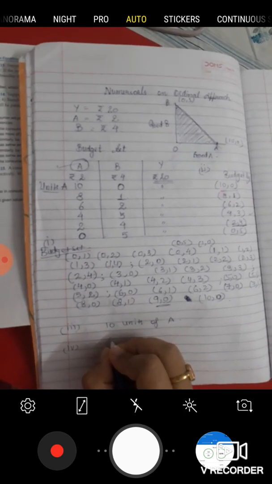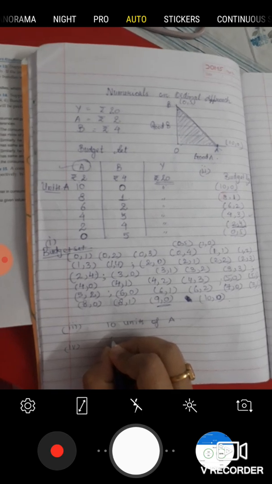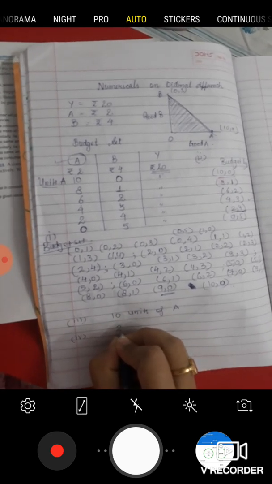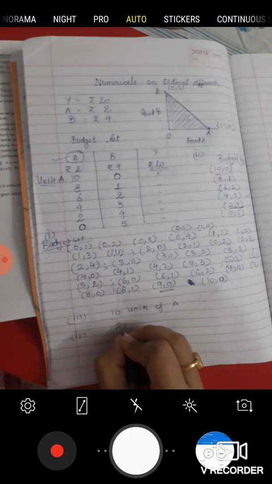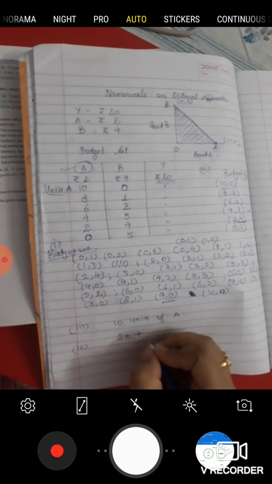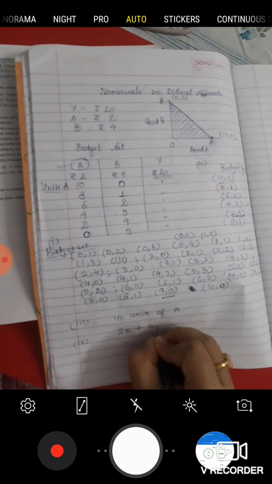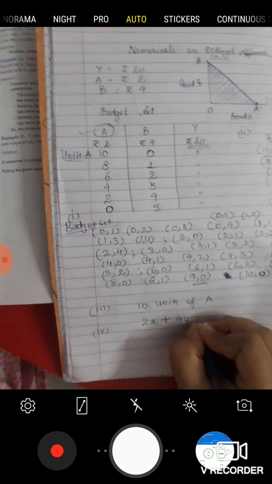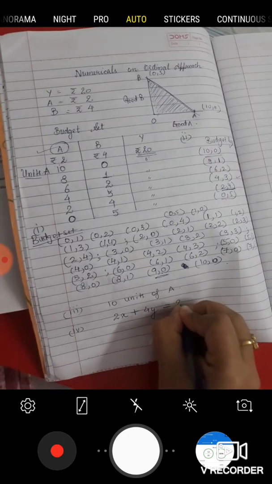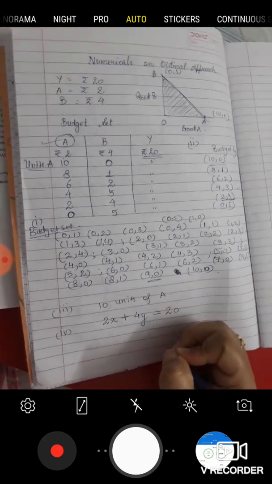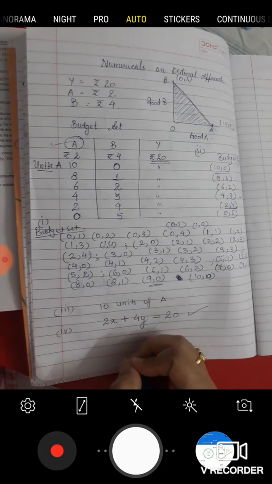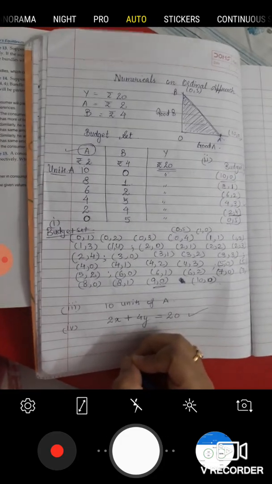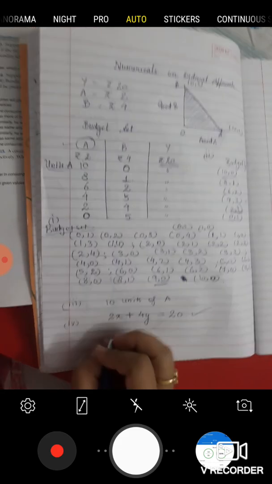I have already told you: price into quantity plus price into quantity. Price of A is 2, let the quantity be X. Price of B is 4, let the quantity be Y. Okay, so 2x plus 4y is equal to 20. This is the equation of the budget line. Okay, so determine the slope of the budget line.